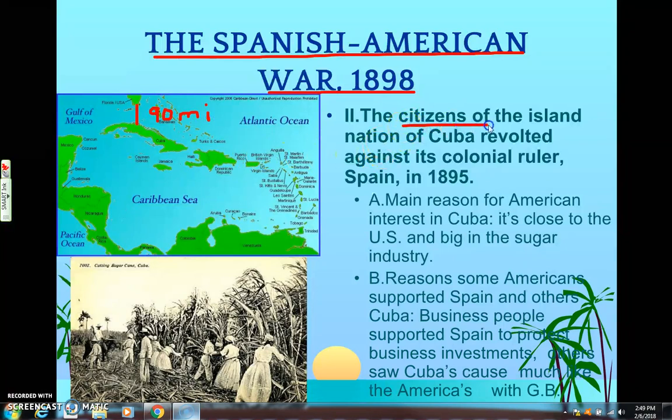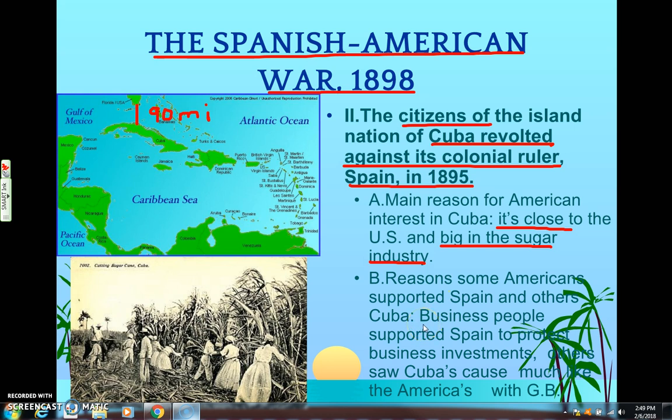The citizens of Cuba had been revolting against their colonial ruler Spain since about 1895. There had been isolated skirmishes as a part of a larger revolt. And we decided to get in on the action for two big reasons. One is that it is very close to the United States, and two, because it is a big player in, once again, the sugar industry. Now, those are sort of your political reasons. Your reasons for sort of the average American to have an interest in Cuba are twofold. One is very positive, one is very negative.